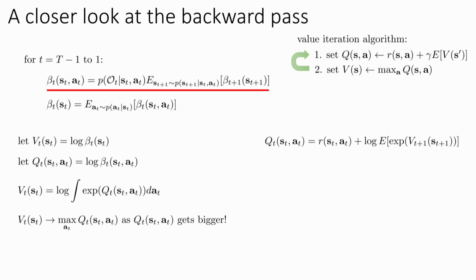Well, one thing we could observe is that if your dynamics are deterministic, meaning that only one next state has a non-zero probability, then this expectation is not actually a sum, it's just the value function evaluated at one state, which is the one state that can happen given your state and action. So then the log and the exponential cancel out. So under deterministic dynamics, q is equal to r plus next v. So under deterministic dynamics, you get exactly line 1 in the regular value iteration algorithm. But under stochastic dynamics, you get this weird thing.